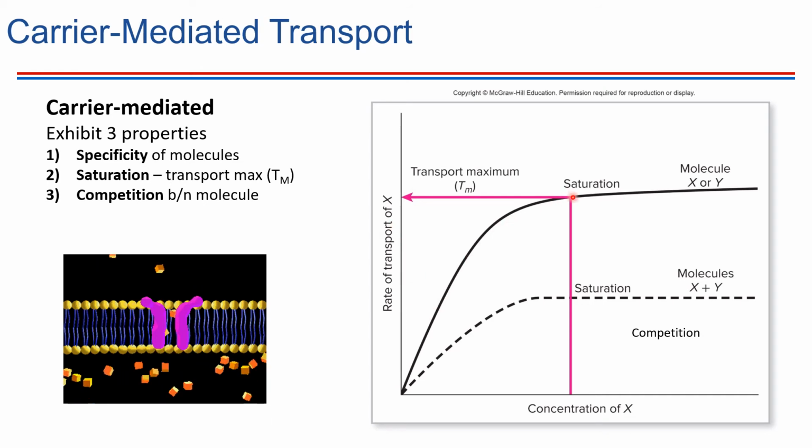X's maximum rate of transport is going to be less than what it would have been if it was by itself, because it's competing with Y. So if they're both the same rate, then this would be about half of what it would be by itself. So that's what competition does. It's going to lower the rate of transport of any one of these molecules. Add them together, and X and Y would both be up here at the same point.